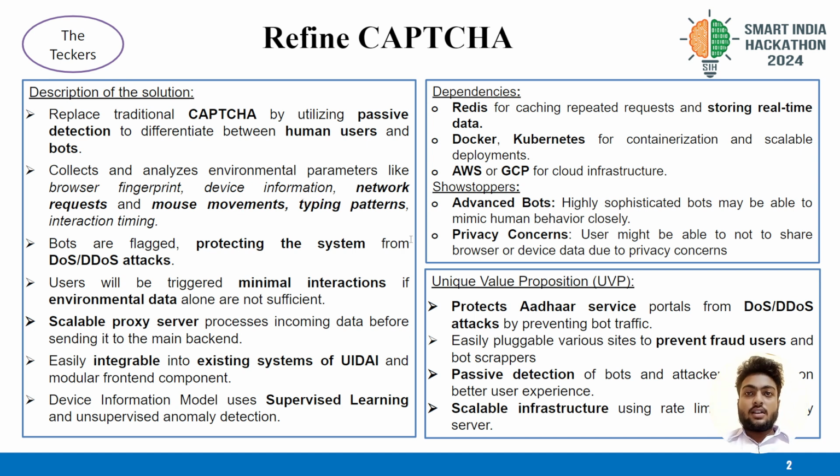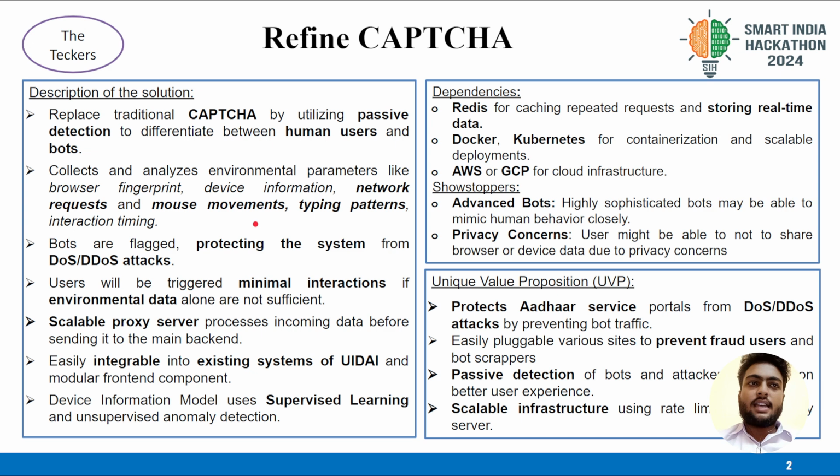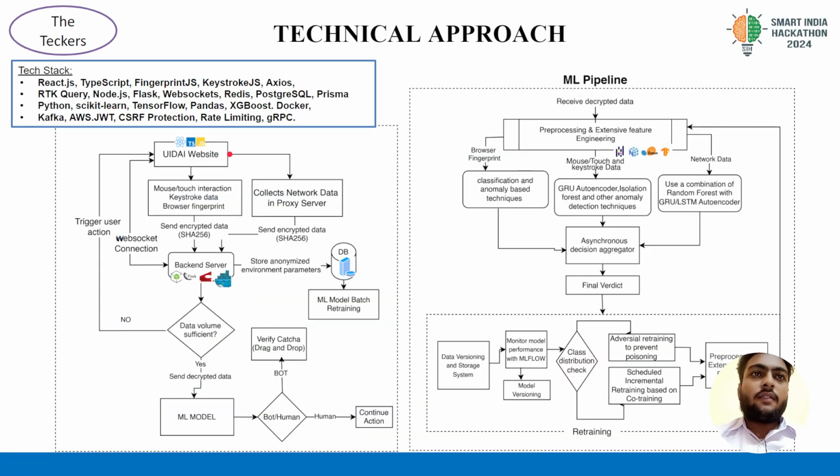Therefore, we propose a solution which is a passive detection system that relies on analyzing environmental and behavioral data collected in the background without interrupting the user experience. So we are collecting and analyzing various parameters such as the device information, the browser fingerprint, the network request, the mouse movements, and the typing patterns. Our front end is built with React.js and other supporting JavaScript libraries.